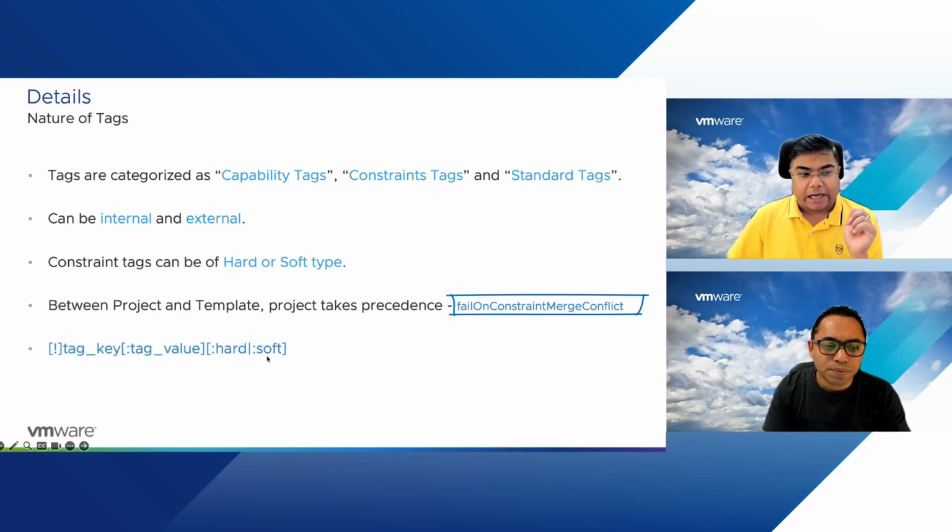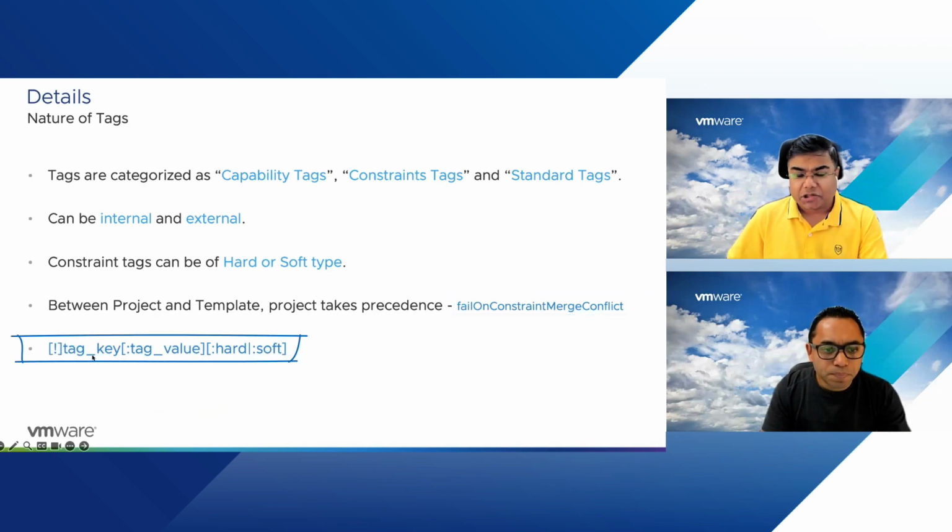Typically, you would have the tag key, for example endpoint, and then a value such as vCenter Server or vSphere or AWS, something like that. And then you don't need to mention hard or soft.